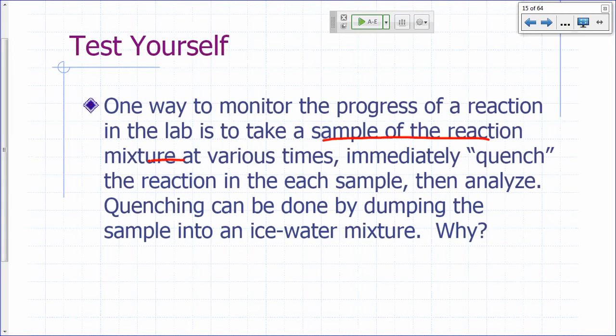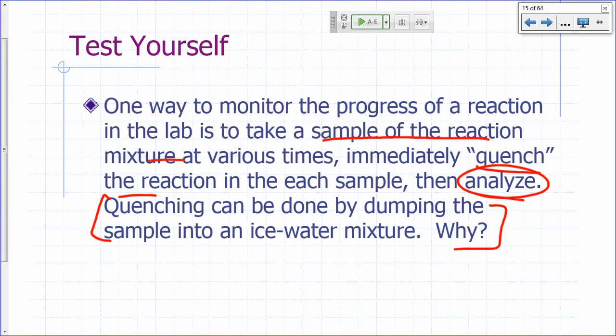So you need to immediately quench that reaction. What does quenching mean? You need to find a way to stop that reaction at that moment in time before you do your analysis. What does analysis mean? To analyze something means to determine how much of something is in there. So you might want to monitor how much reactant you have left. So you analyze your sample.